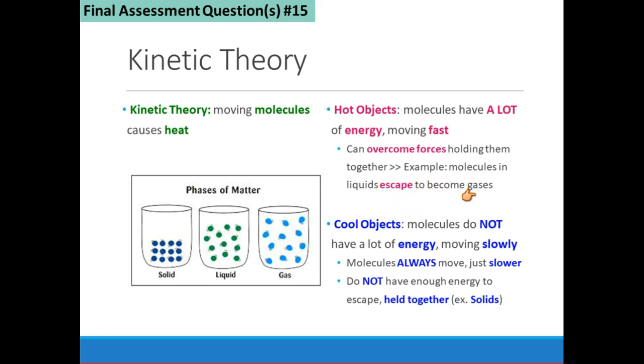And that is why gases are so hot. They have lots of energy. Cold objects, on the other hand, like ice, the molecules do not have a lot of energy. They're moving very, very slowly. So technically, molecules always move, right?